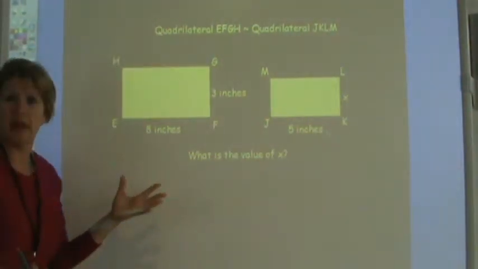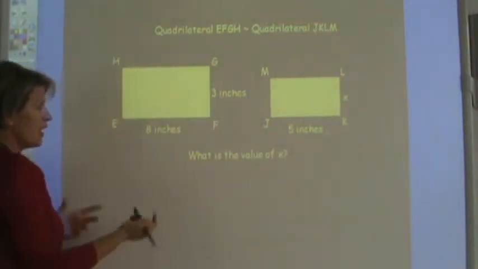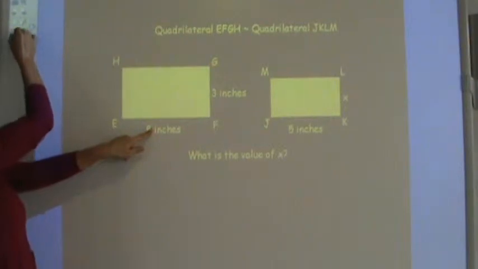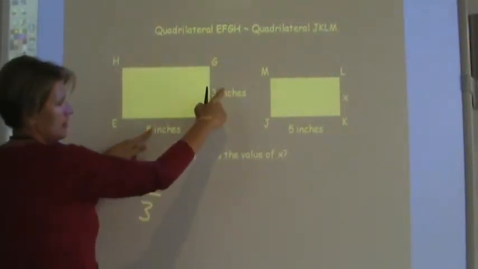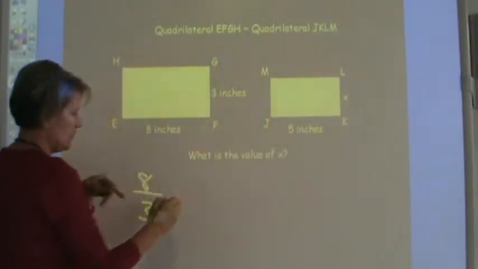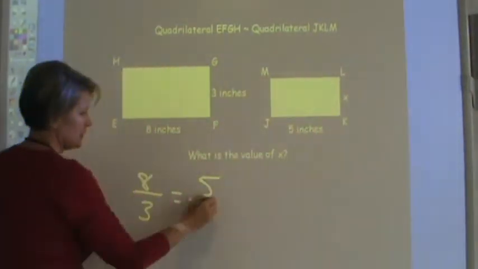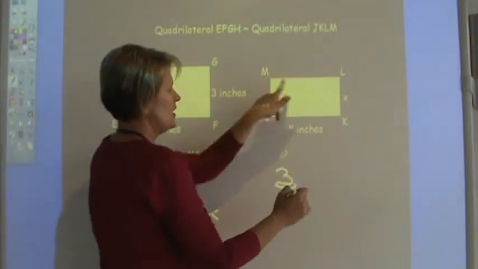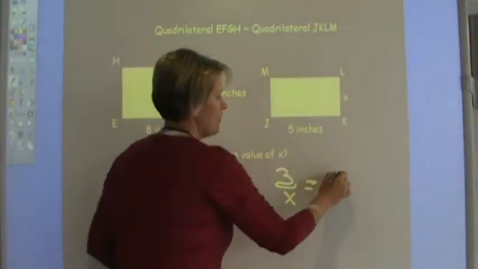There's probably about 8 different ways that we could write a proportion to figure out what x is. One could be 8 is to 3. If I'm going to do that, I got to take the corresponding side here, so that's going to be 5. So 8 is to 3 as 5 is to x. I could also do something like 3 is to x as 8 is to 5.